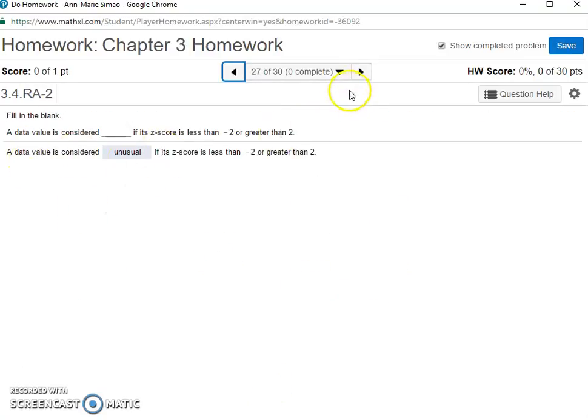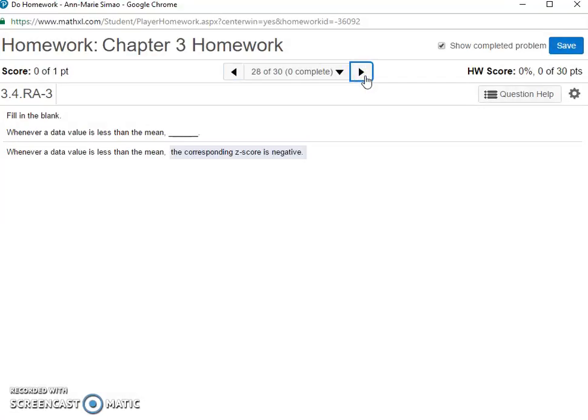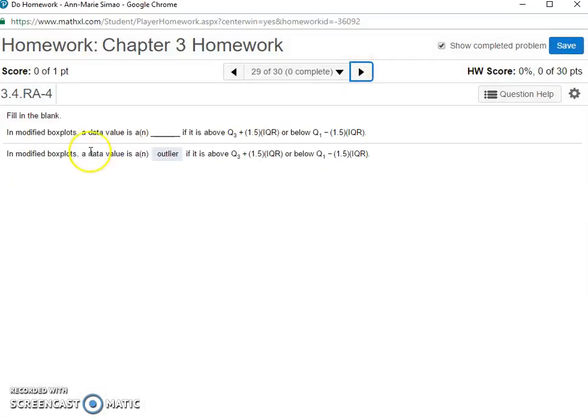So there's a few more questions. A data value is going to be considered unusual if the z-score is less than -2 or greater than +2. Whenever a data value is less than the mean, the corresponding z-score is negative. So less than the mean, the z-score is going to be negative, because remember, it's like a number line.